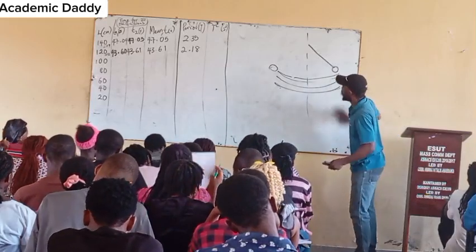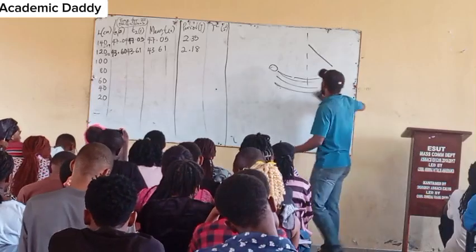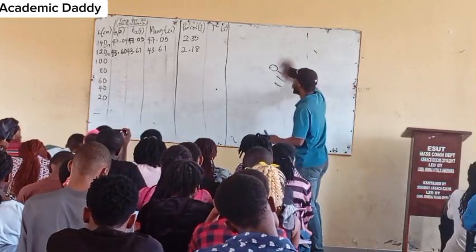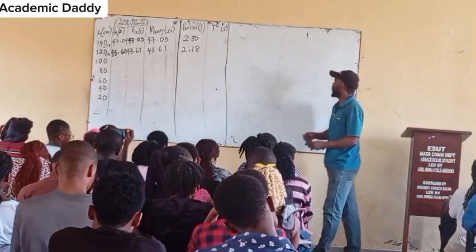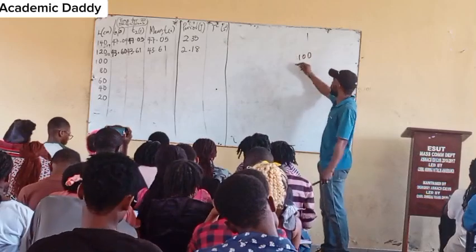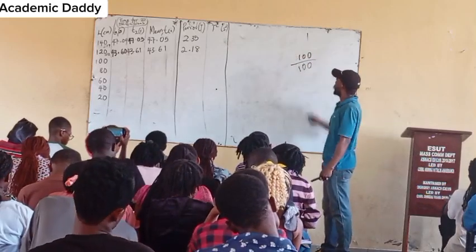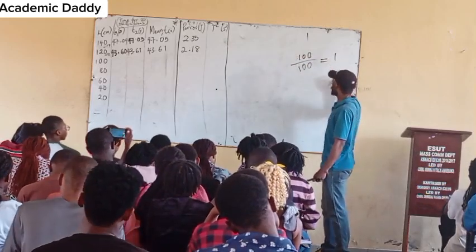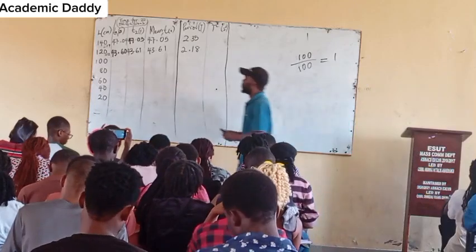Alright. So the guy said, let's find for 100 now. So you see that 100 centimeters is simply going to be divided by 100. See how to do it? So that I get what? Let me come on.